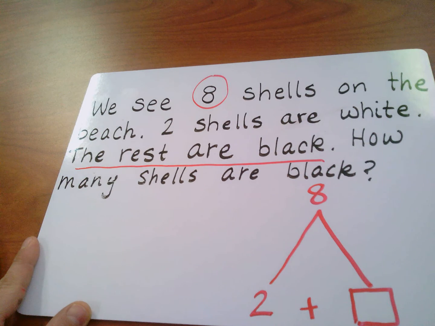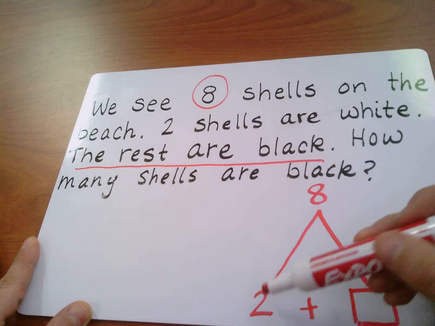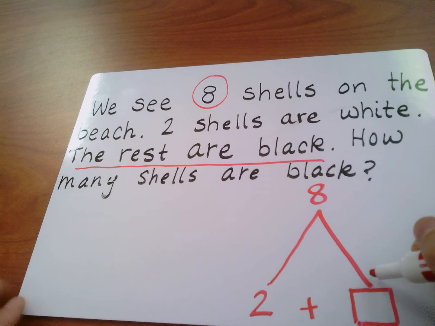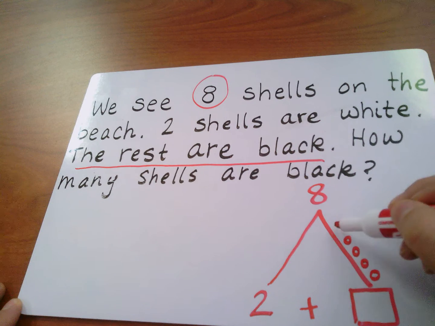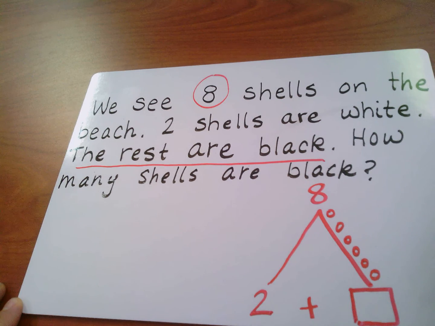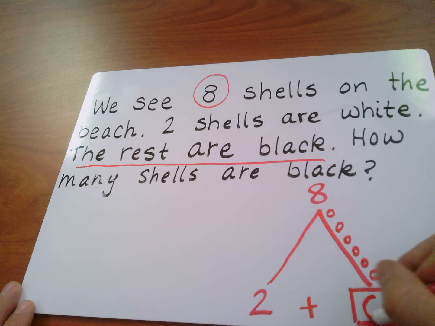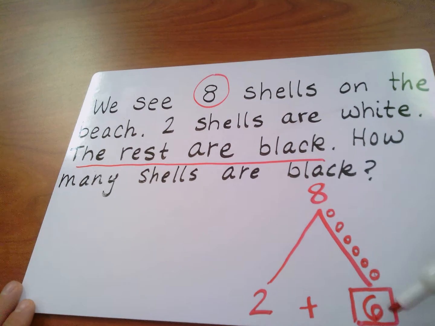So I can solve this by drawing my tiny tumblers and counting on from the number 2 up to the total. So I'm going to touch the 2 and say 2, 3, 4, 5, 6, 7, 8. And then I'm going to go back and count and see how many tiny tumblers I had to draw to get to 8 from 2. 1, 2, 3, 4, 5, 6. I must have seen 6 black shells. 2 plus 6 equals 8.